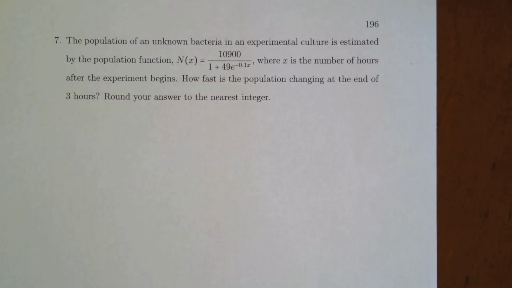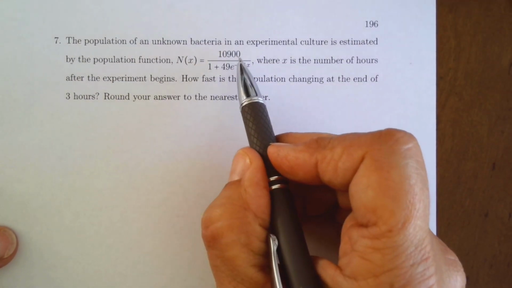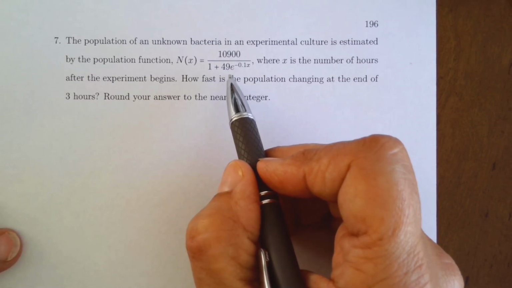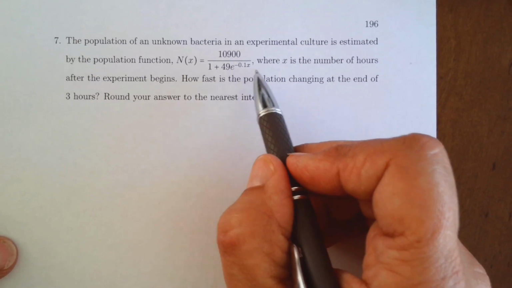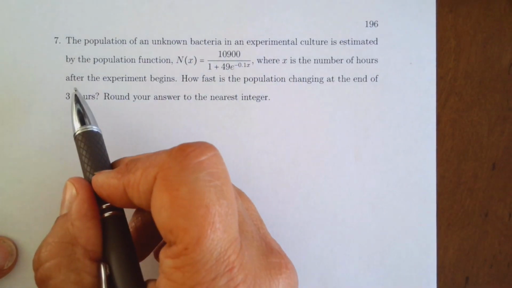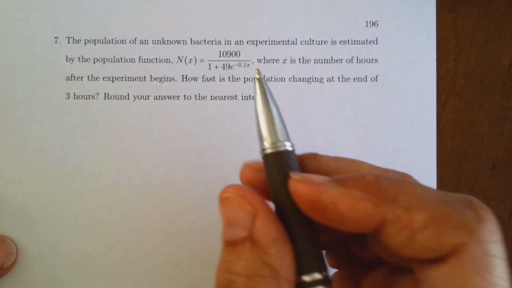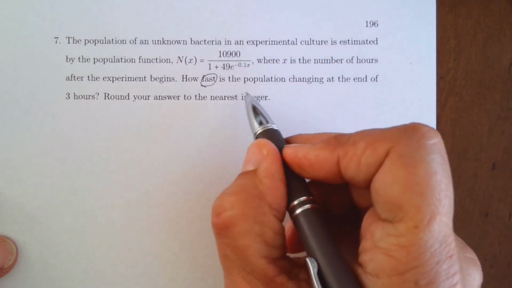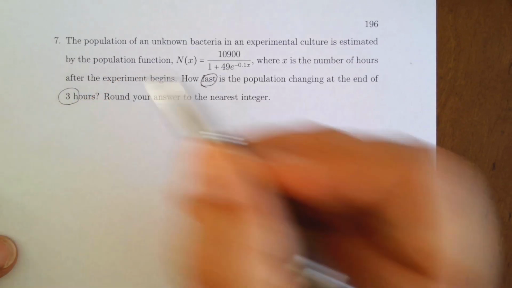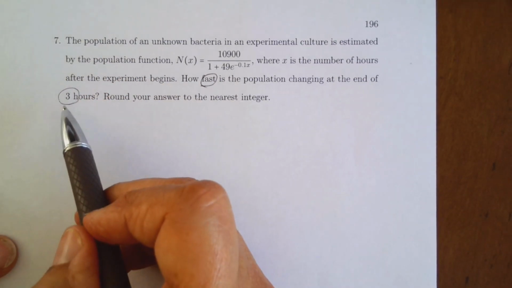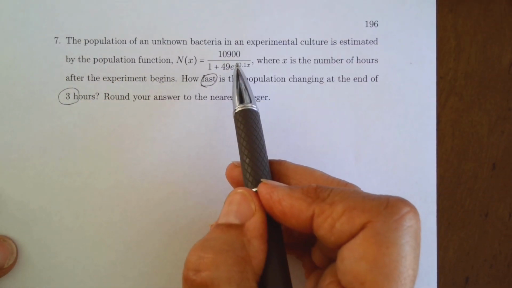So in number 7, it says the population of an unknown bacteria in an experimental culture is estimated by the population function n of x equals 10,900 over 1 plus 49 e to the negative 0.01x. It's not too bad of a function, where x is the number of hours after the experiment begins. How fast is the population changing at the end of 3 hours? So I do not want to put 3 in here, okay?